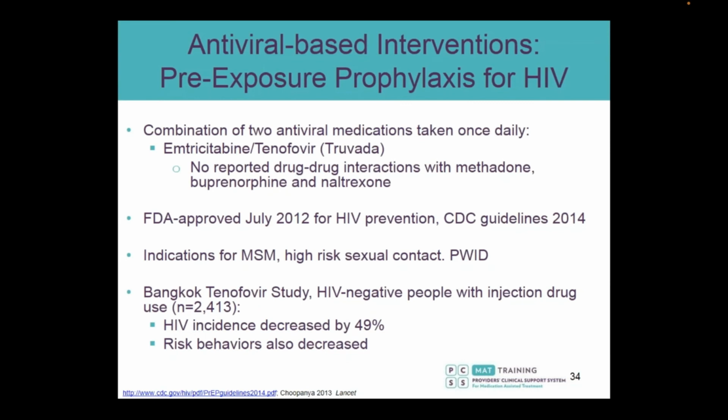It's indicated for men who have sex with men, for folks with high-risk sexual contact, and for persons who inject drugs. And much of the data on this approach was taken from the Bangkok-Tenofovir study, which looked at HIV-negative individuals with injection drug use. And they found that HIV incidence decreased by 49% in this population of HIV-negative people with injection drug use, and also risk behaviors decreased.